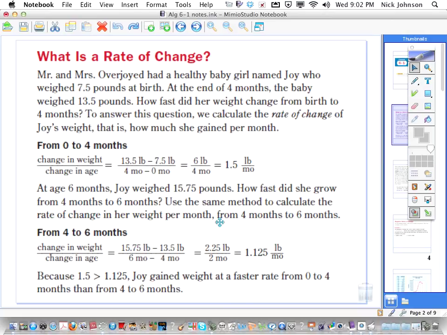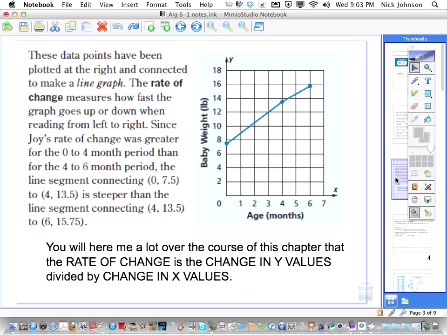So as you can see, from 0 to 4 months, she gained more weight each month during that time period than she did during the 4 to 6 months time period, which should seem natural because a baby quite early is going to gain some weight or gain their weight back after they have been born.